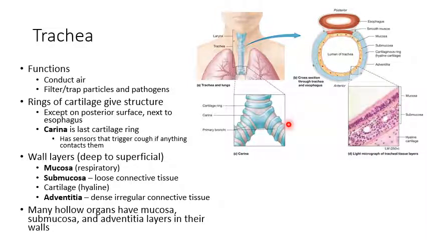The last ring of cartilage in the trachea is called the carina, and it's kind of like this V-shaped ring. And then coming down off of that, you have the bronchi of the bronchial tree. So that marks the end of the trachea. The carina also has special sensors on it. If anything touches it, the sensors will detect the object and will make you cough.